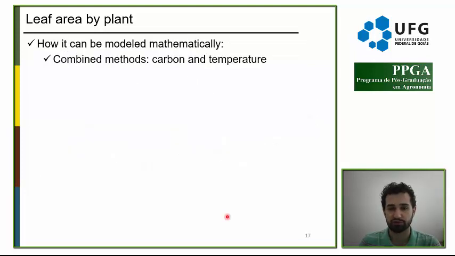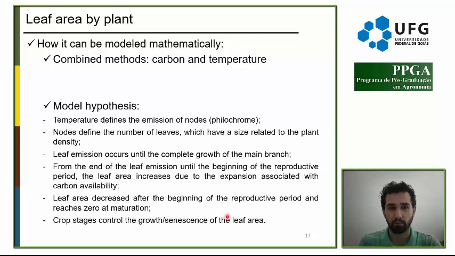Okay, this is one approach that you can use. So how can it be modeled mathematically? In this example, we're going to bring the combined methods where carbon and temperature are included in the system, and you can see that we increase the model hypothesis. For a more complex process, you need to bring more detail.